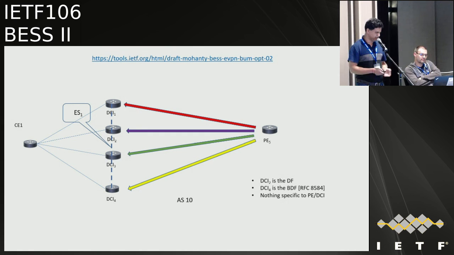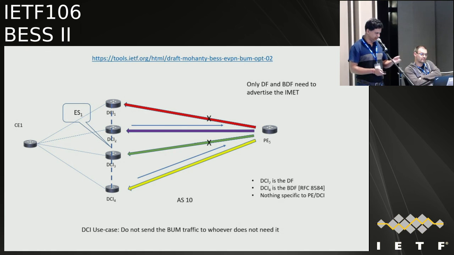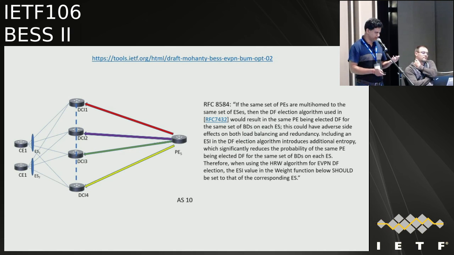As you can see, the solution is very generic. It can qualify for either PEs or DCI. It doesn't really matter. I already said that DCI 2 and DCI 4 only need to send their inclusive multicast routes. One thing here is from the framework RFC. If we have a set of CEs that are multihomed to the same set of PEs, then to get good entropy for load balancing purposes, we take the ES into consideration inside the HRW hash function so as to get a good spread.